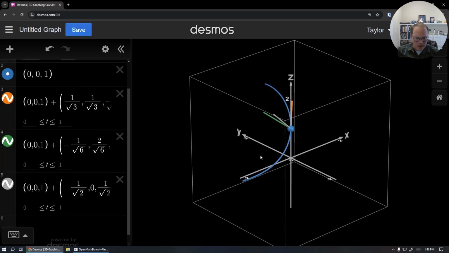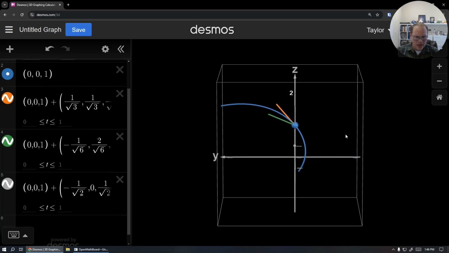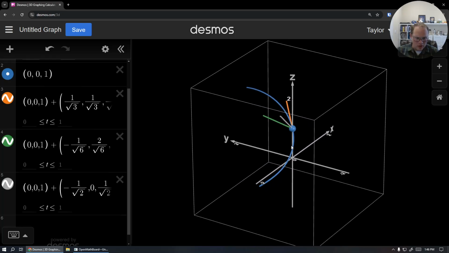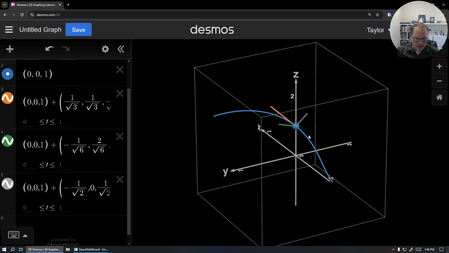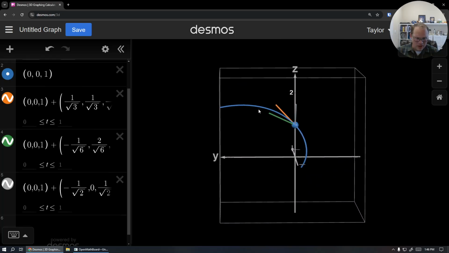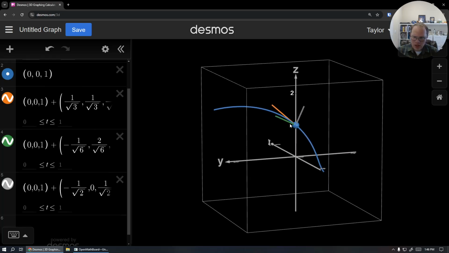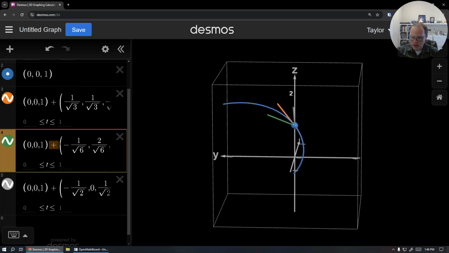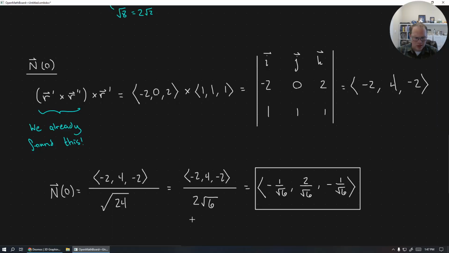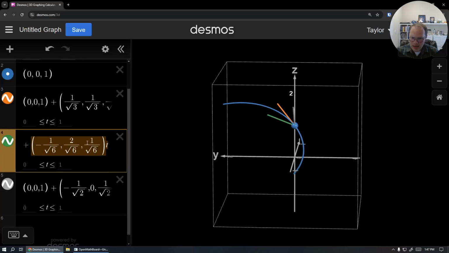And actually, there's something wrong here, isn't there? If we look carefully, these three vectors should all be orthogonal to each other. And the green vector is not doing what it should. Let's check our work there. So I got 0, 0, 1 plus negative 1 over root 6, 2 over root 6, 1 over root 6 t. See, it should be a negative there. I dropped the negative. So let's add a negative in there.